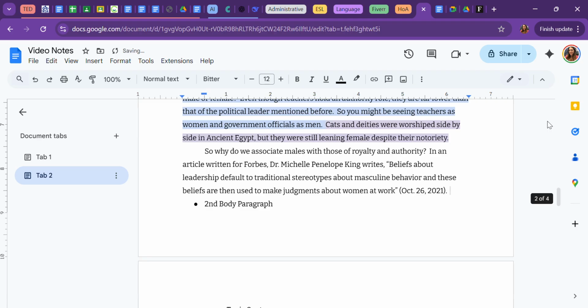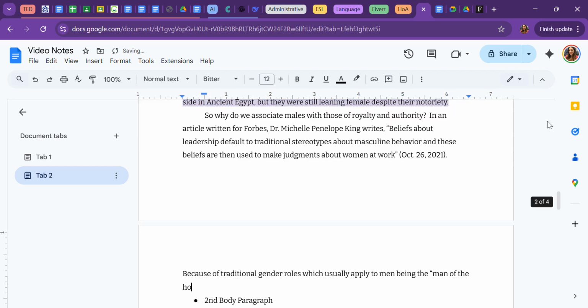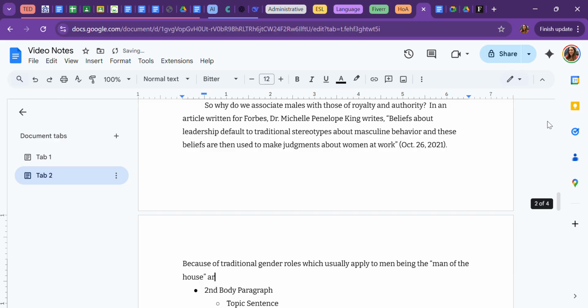Okay. So why do we associate males with those of royalty and authority? In an article written by Forbes, Dr. Michelle Penelope King writes, beliefs about leadership default to traditional stereotypes about masculine behavior, and these beliefs are then used to make judgments about women at work. So, paraphrasing, putting in my own words: because of traditional gender roles, which usually apply to men being the man of the house, are part of the reason why we assume men are better fit for authority roles.